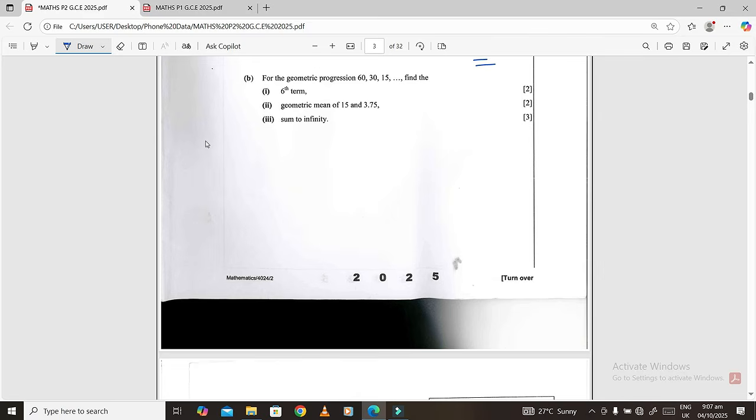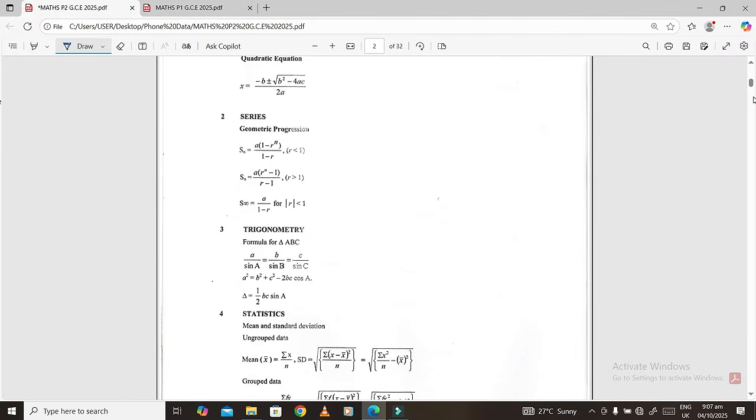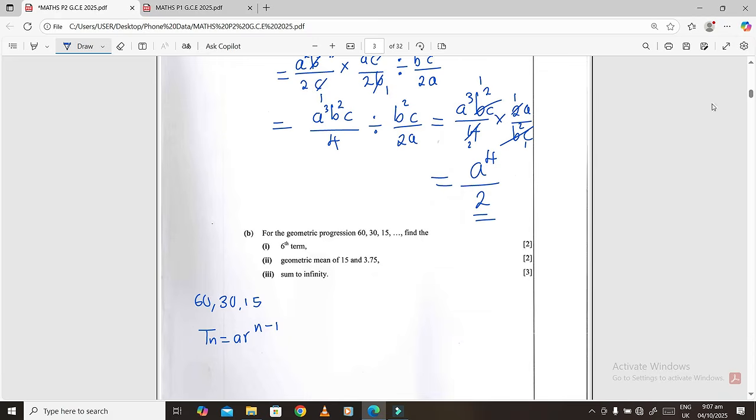So we've been given the sequence here. We've got 60, 30, 15, and they're saying find the 6th term. So for the term to be found, we need this formula. This formula is not among the formulas that we have here, so you therefore need to know it by heart. This small formula that you are able to see here.